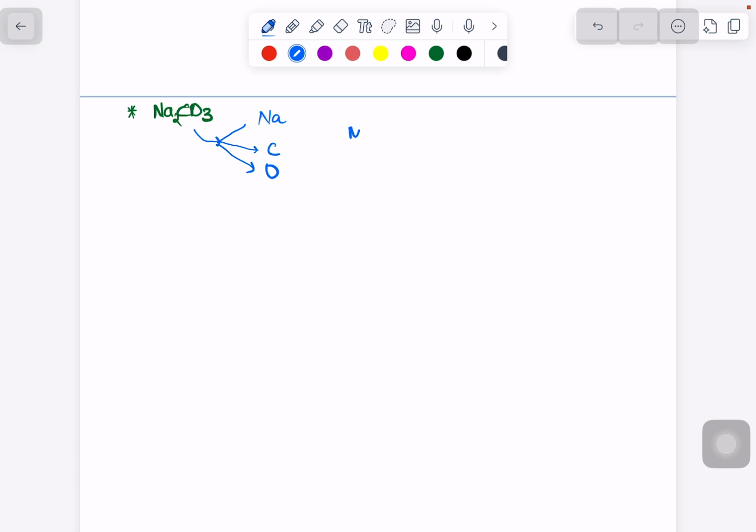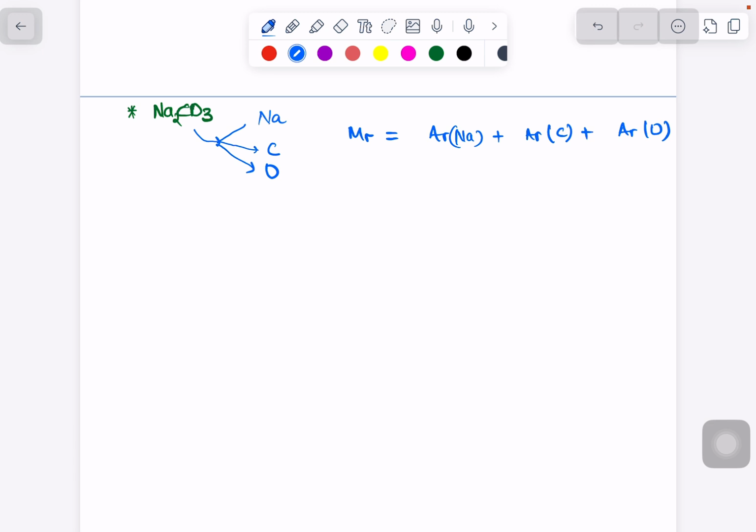After identifying, we apply the working definition of relative molecular mass, which states the relative molecular mass of a molecule is the sum of the relative atomic mass of all the atoms present in the molecule. So relative atomic mass of sodium, plus carbon, plus Ar O.